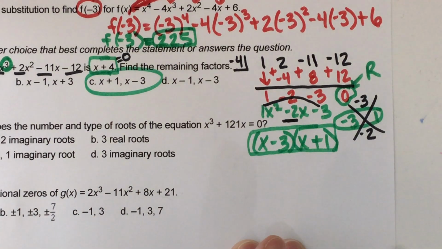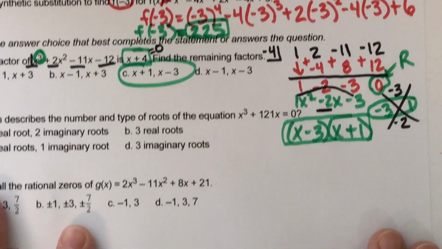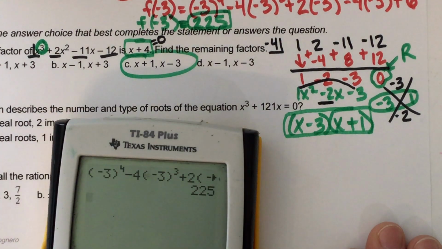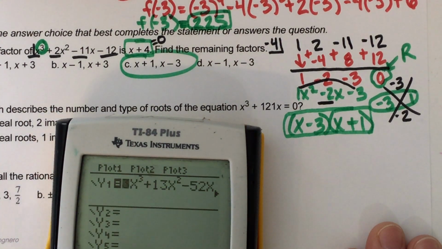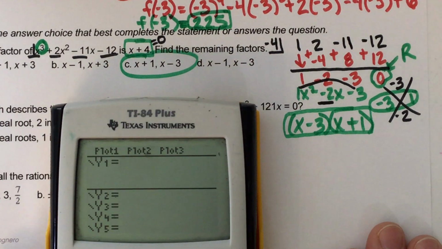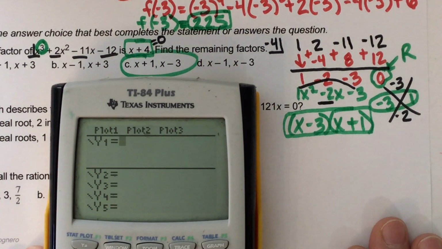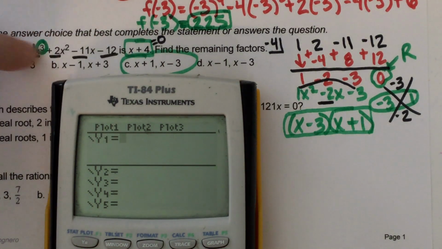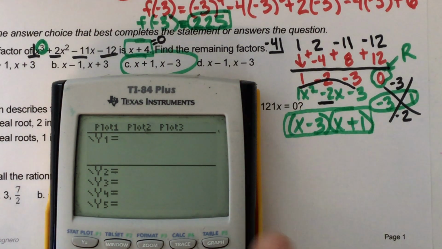Now, I want to show you another way you could do this. But this only works if the answers all come out pretty. If the answers were fractions or square roots of something, then we couldn't do this. Okay, so I'm going to put this original polynomial in my y equals: x cubed plus 2x squared minus 11x minus 12.